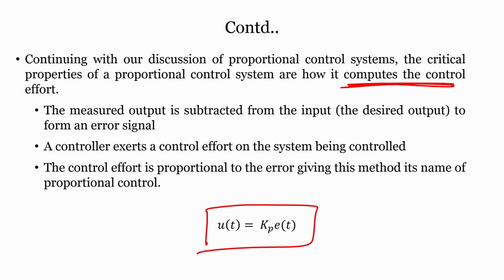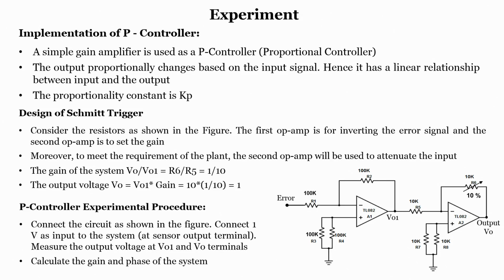So, the equation u(t) equals Kp into E(t), where Kp is proportionality sensitivity or gain. Like I said, the control effort is proportional to the error given, and that is why this method is called a proportional controller. So, if I want to implement the proportional controller, what can I do?